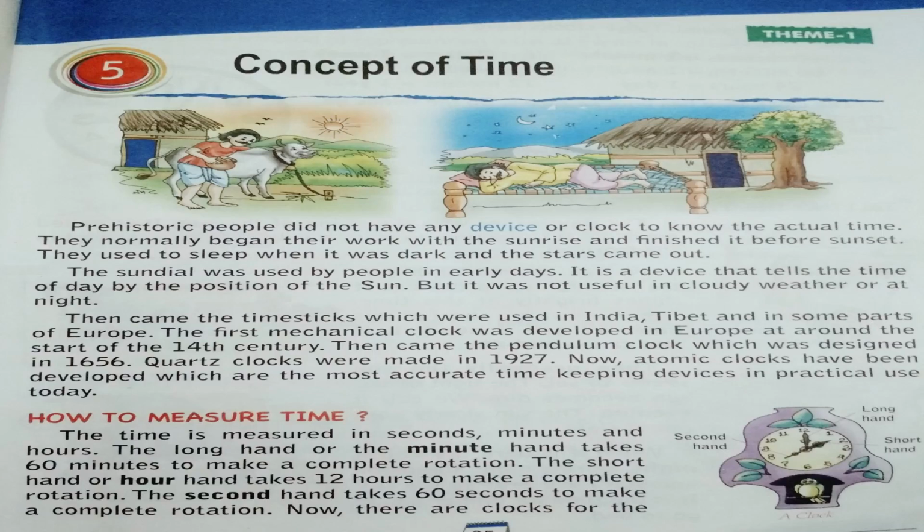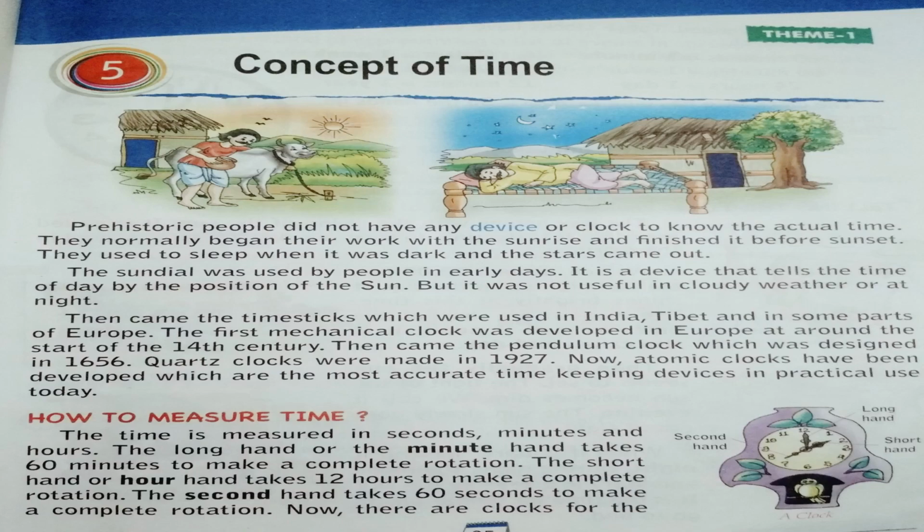Prehistoric people did not have any device or clock to know the actual time. They normally began their work with the sunrise and finished it before sunset. They used to sleep when it was dark and the stars came out. So students, as you know, in the ancient time, people were not having any type of clock or device to know the actual time. So they started their work at sunrise and finished it before sunset. And at night they knew that when it was dark they had to sleep.